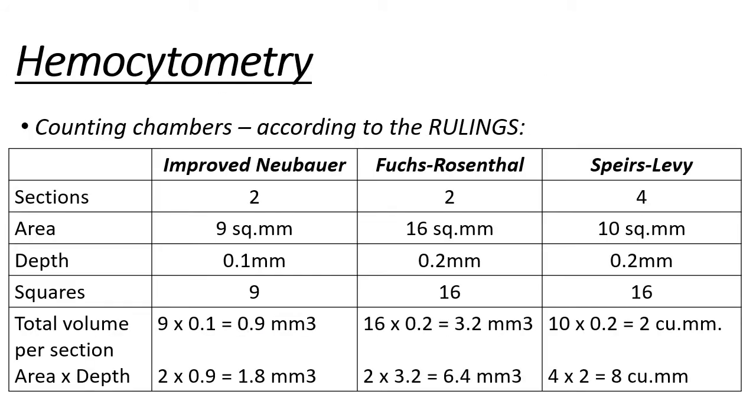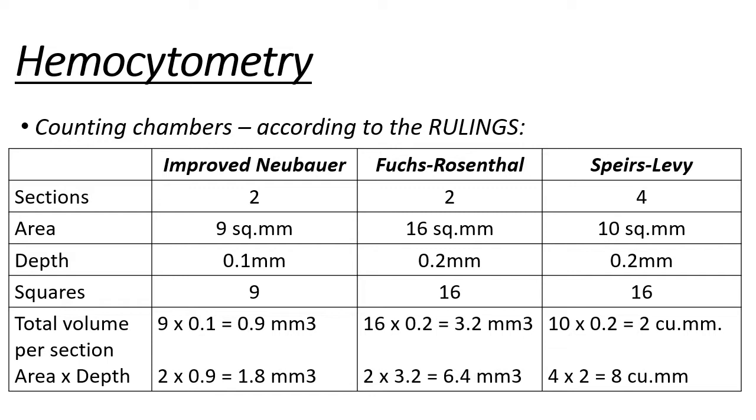Let's proceed with the principles of hemocytometry. Unahin natin yung mga types of counting chambers. So, mga counting chambers can be classified according to the type of rulings, yung paano nila dinivide yung kanilang mga squares. So, unahin natin yung most commonly used, yung improved Neubauer. It has 2 sections, 9 square millimeter per area. Ang depth niya is 0.1 millimeter and ang squares ay 9. So, kailangan itong information na to to compute for the total volume per section. So, one section, imumultiply natin yung area times the depth. Okay? So, 0.9 cubic millimeter. So, since dalawa, magiging 1.8 cubic millimeter. Okay? Iwanan na natin to.